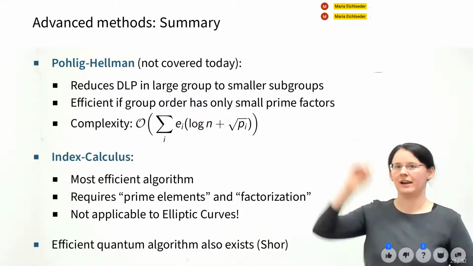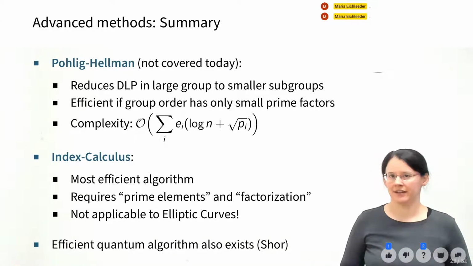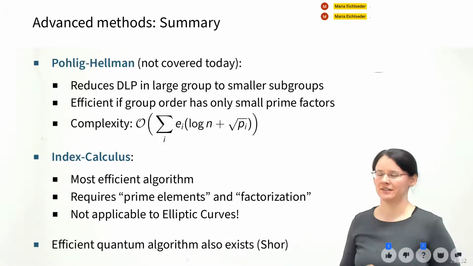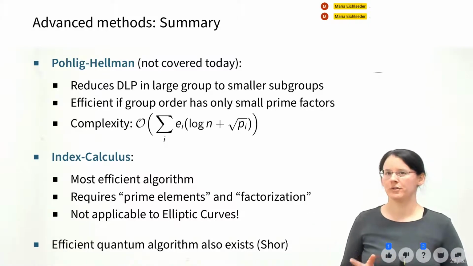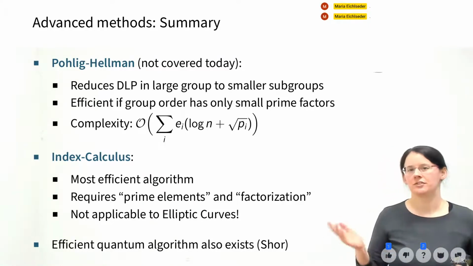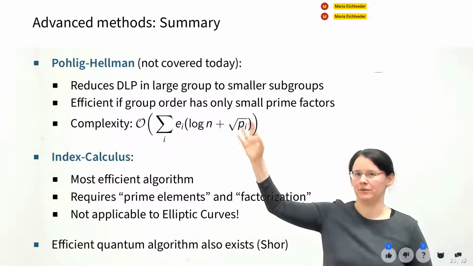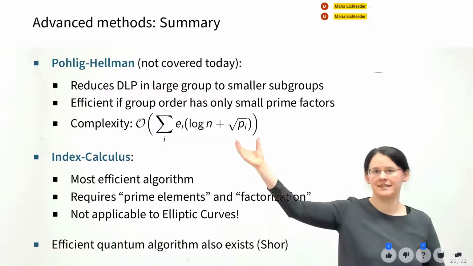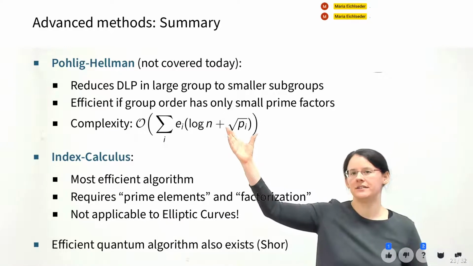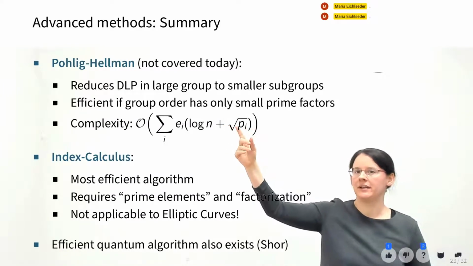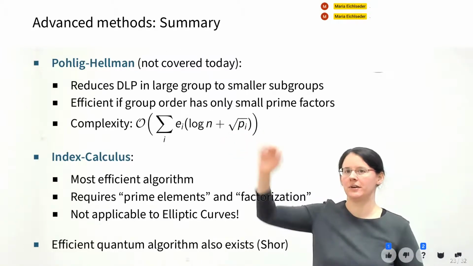I mentioned this Pohlig-Hellman algorithm, but didn't cover it. What it does is essentially it tries to reduce the discrete logarithm problem modulo some big N into logarithm problems modulo the prime factors of N. So its complexity also reduces to the complexity of the prime, but it's still square root of this number. So essentially the runtime is dominated by this part here and is very similar to the square root algorithms we saw before, except if my group order has only small prime factors, because then this one here is faster.